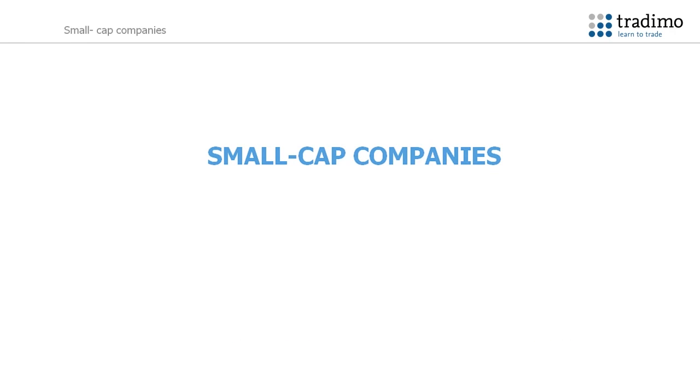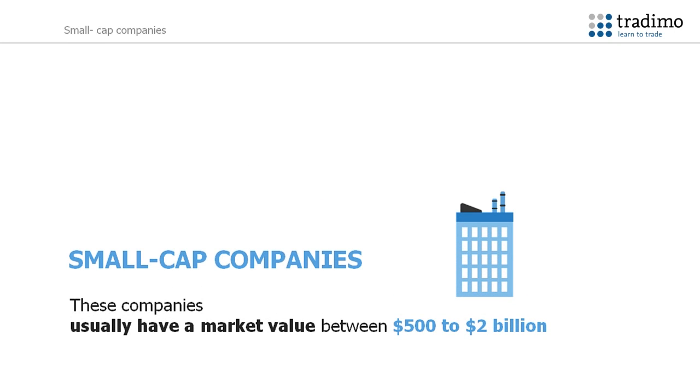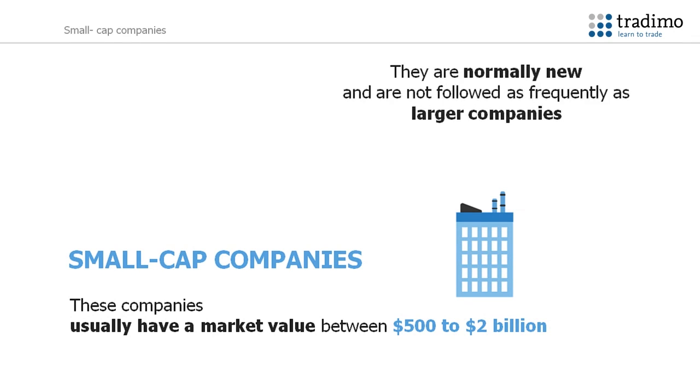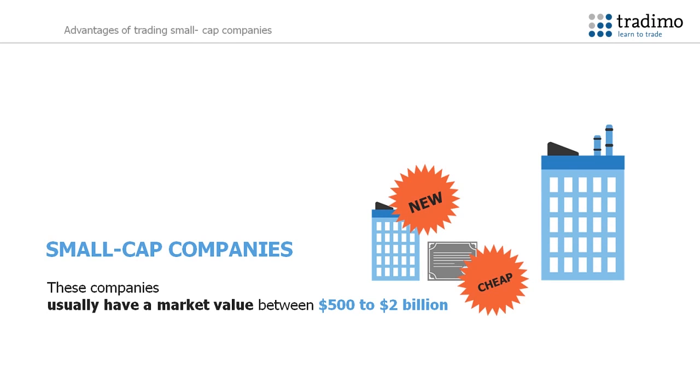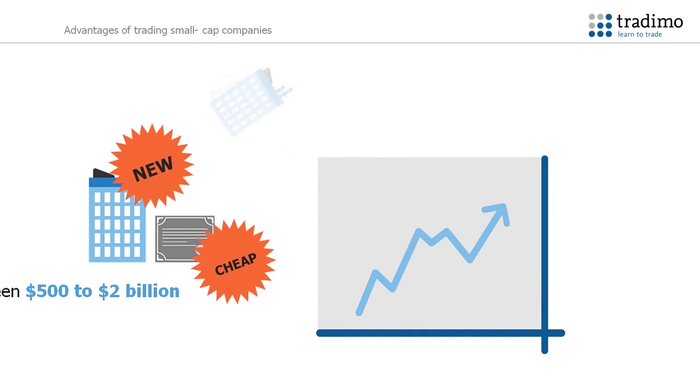Let us take a look at the first group of companies called small cap companies. These companies usually have a market value of between $500 million and $2 billion. However, this is not set in stone. Small cap companies are normally new and are not followed as frequently or are not as widely recognized as larger companies. One of the big advantages of small cap companies is that their share prices are usually much cheaper to buy.